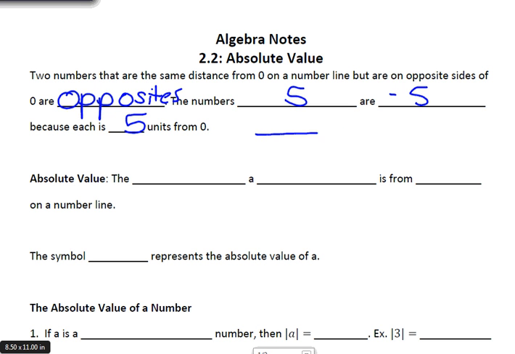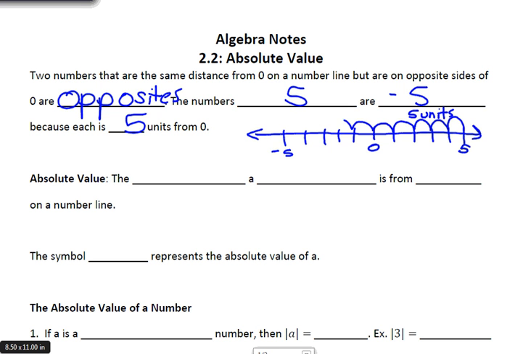Okay, if we think about that number line here that we had before, 5 is 1, 2, 3, 4, 5 units here. And -5 is 1, 2, 3, 4, 5 units here. Okay.